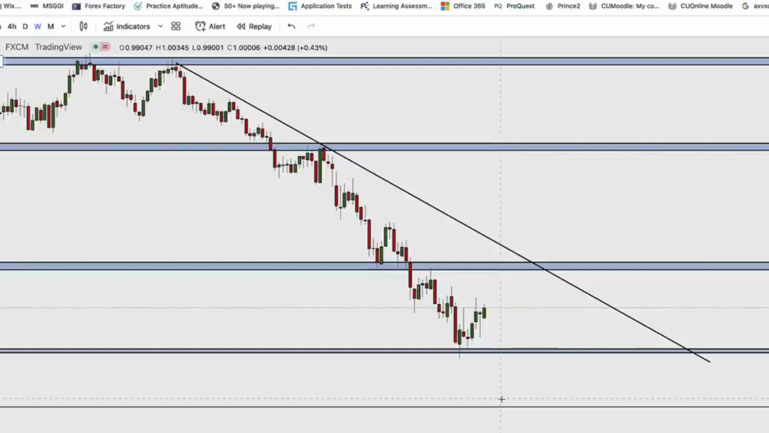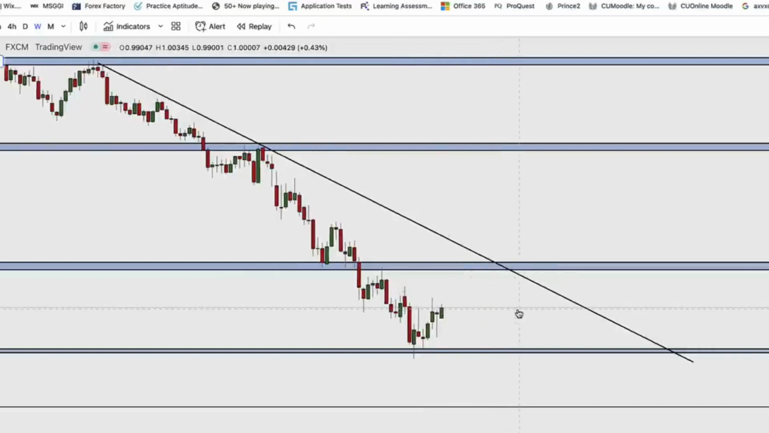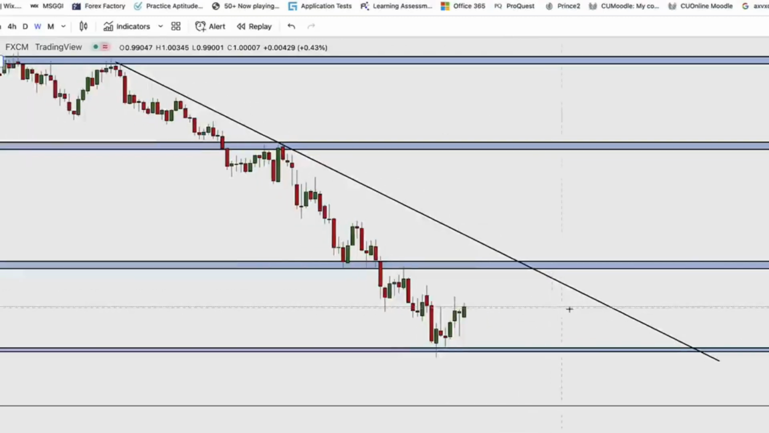Have we seen a trend reversal? We don't have a clear sign of a trend reversal. Can it happen? Possibility. Has it happened yet? No. So at the moment, we're still currently trading down below this very massive trend line.